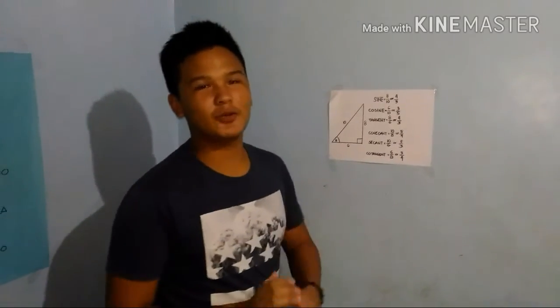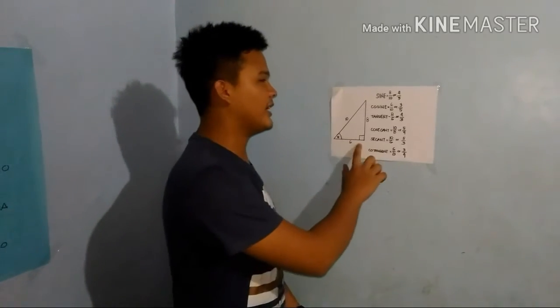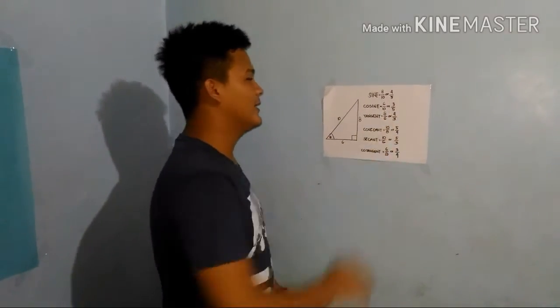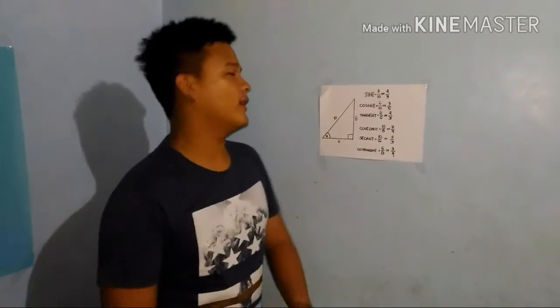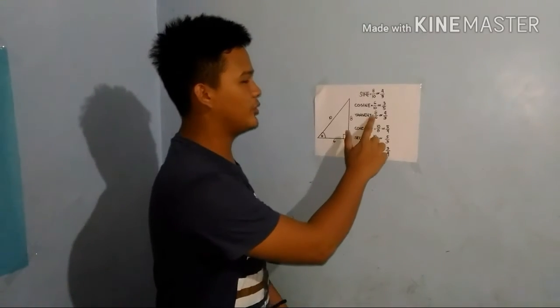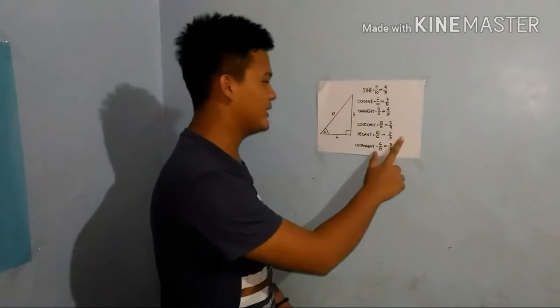Cosine, in SOHCAHTOA, it's CAH. Adjacent over the hypotenuse. 6 over 10 or 3 over 5. Tangent or TOA, opposite over the adjacent. Opposite over the adjacent is equal to 8 over 6 or 4 over 3.